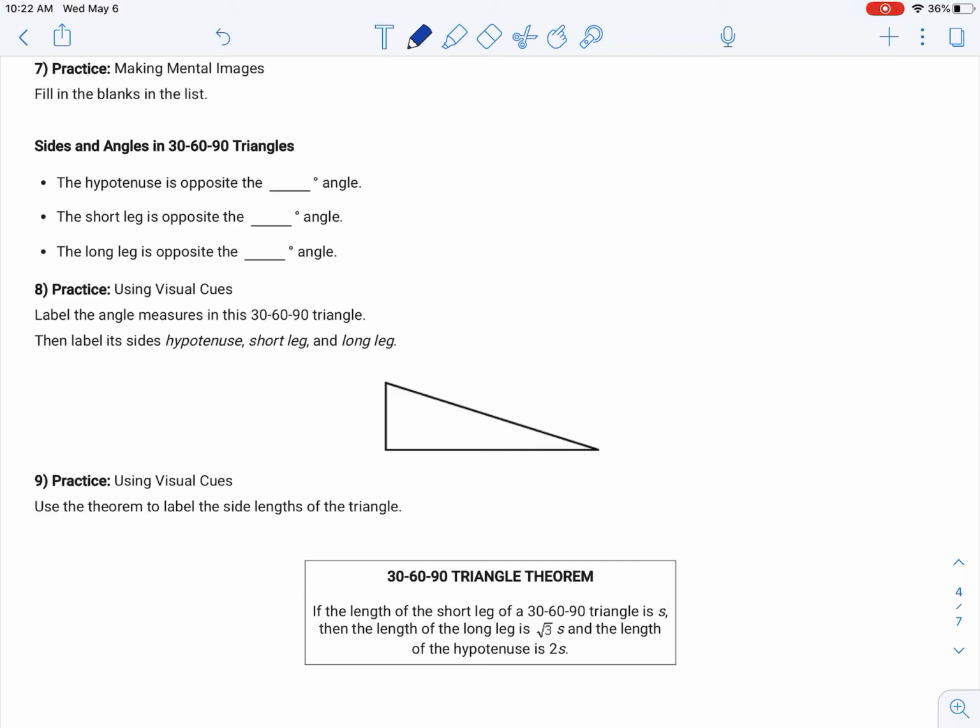Number 7. Okay, the hypotenuse is the 90-degree angle. The short leg is the 30-degree angle, and the long leg is the 60-degree angle.